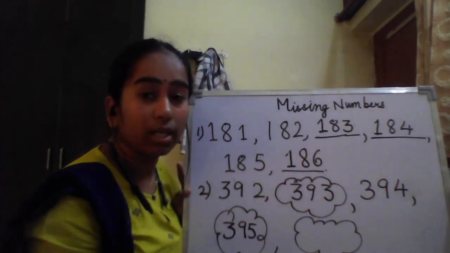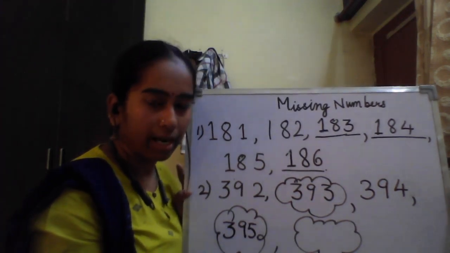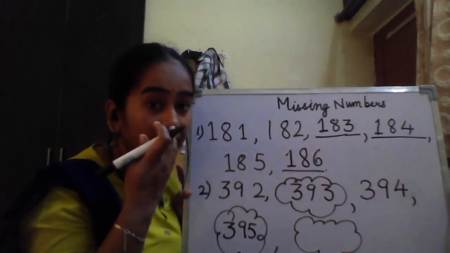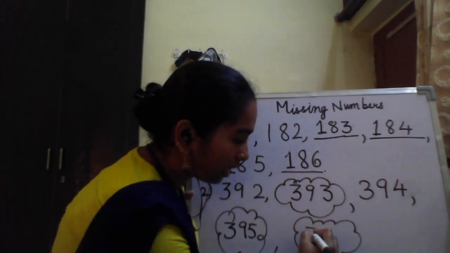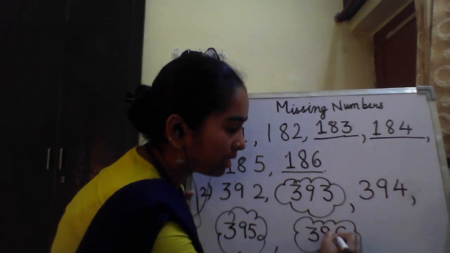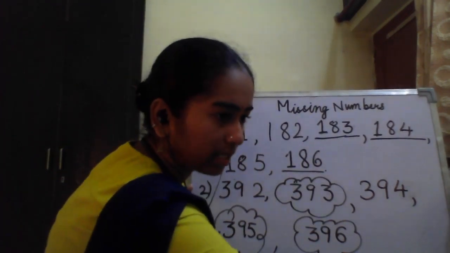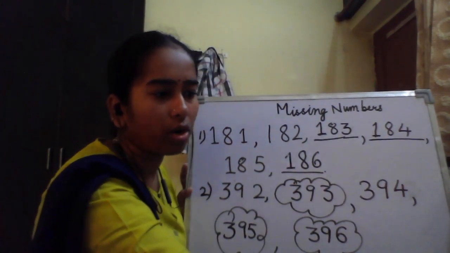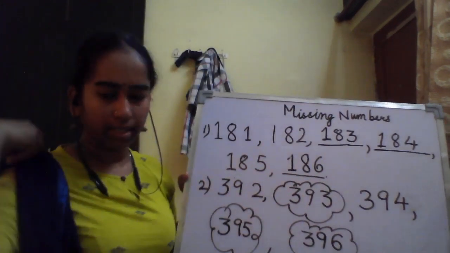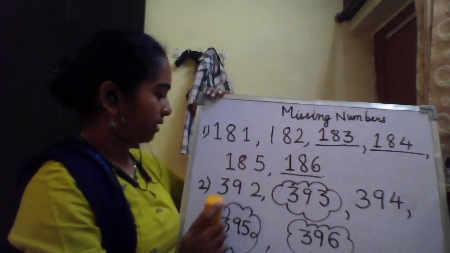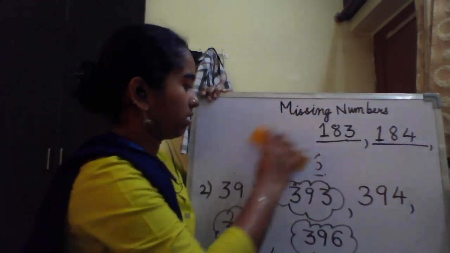395. What comes after 395? 396. Simple? Yes or no? Yes, it's very simple. We can do it on our own. Yes. Now, take one more example.